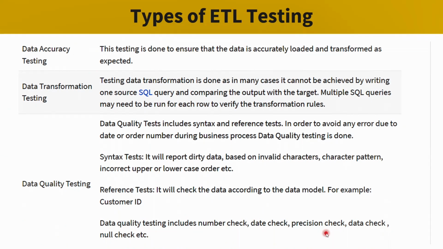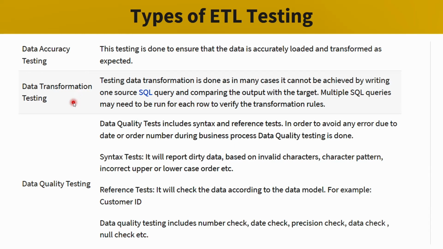Now let's talk in more detail about the types of ETL testing. The data accuracy testing. This type of testing is done to ensure that data is accurately loaded and transformed as expected. This type of testing is called data accuracy testing. Without knowing these terms, you cannot perform ETL testing. So your foundation must be strong first of all, then we will do the hands-on activities.